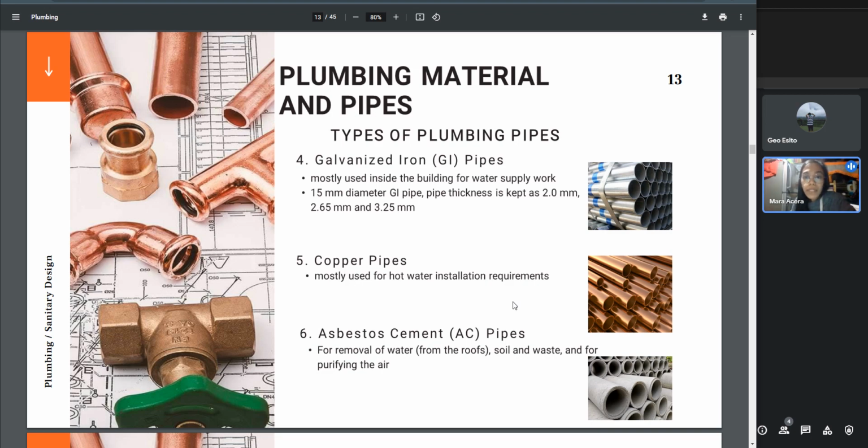The copper pipes. These are mostly used for hot water installation requirements. They have high tensile strength. These are made from thin copper sheet and can be folded easily. Chromium is coated on copper pipes for better appearance. Next is the asbestos cement or the AC pipes. For removal of water from the roof, soil, and waste, and for purifying the air, asbestos cement pipes are used.